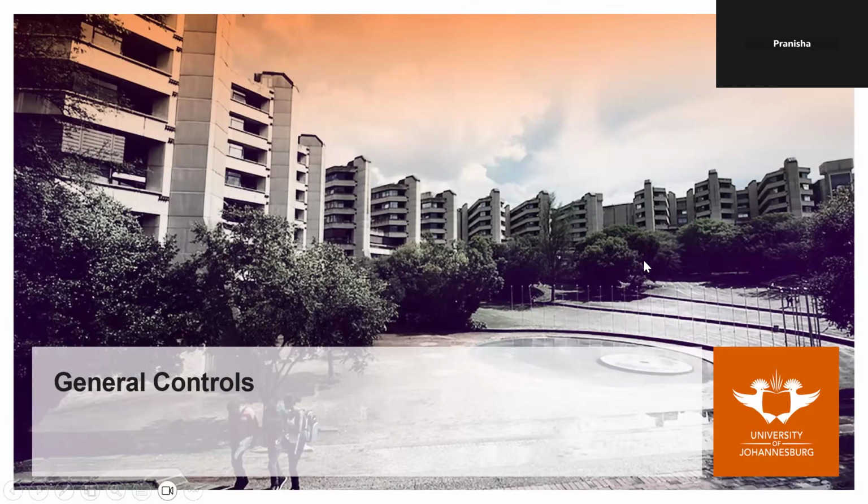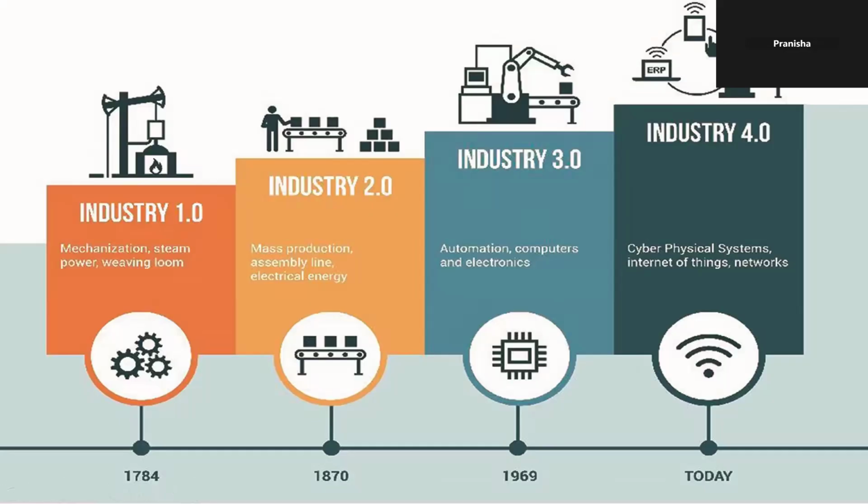In this particular lecture, we will be looking at general controls and diving into the 7 categories of general controls. So let us begin. If you just look at the first slide where we look at the different industrial revolutions, we currently find ourselves in the 4th industrial revolution. And whilst the 4th industrial revolution brings about a number of new technologies, the basics of technology or IT remains the same. So, for example, IT risk is still there, whether it was within the 1st industrial revolution or even now in the 4th industrial revolution.